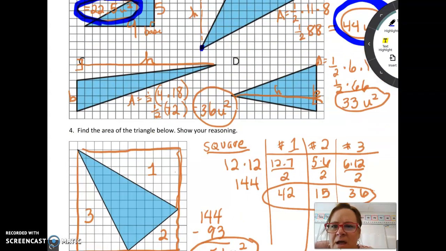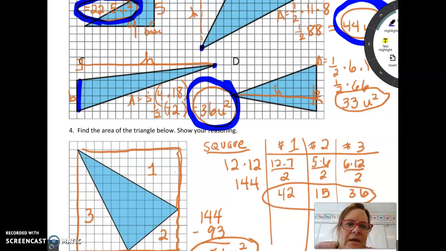In C, I'm identifying this is the base. I always like my base to lie along the grid lines. And then the height is found by going to the opposite vertex, go straight down, and find your height. So my base is 4, my height is 18. And so 4 times 18 is 72, and half of that is 36 square units, of course. And then in D, my base is 6, and my height is 11.